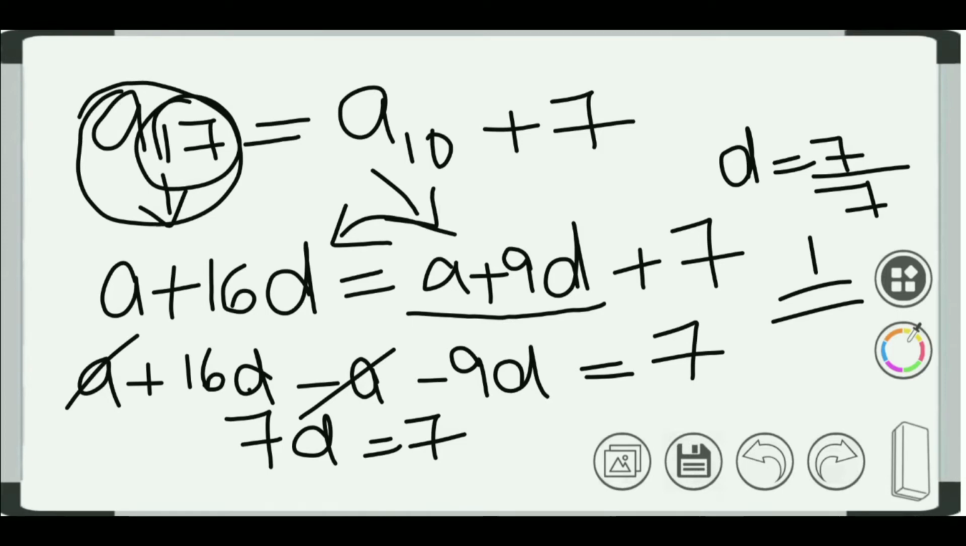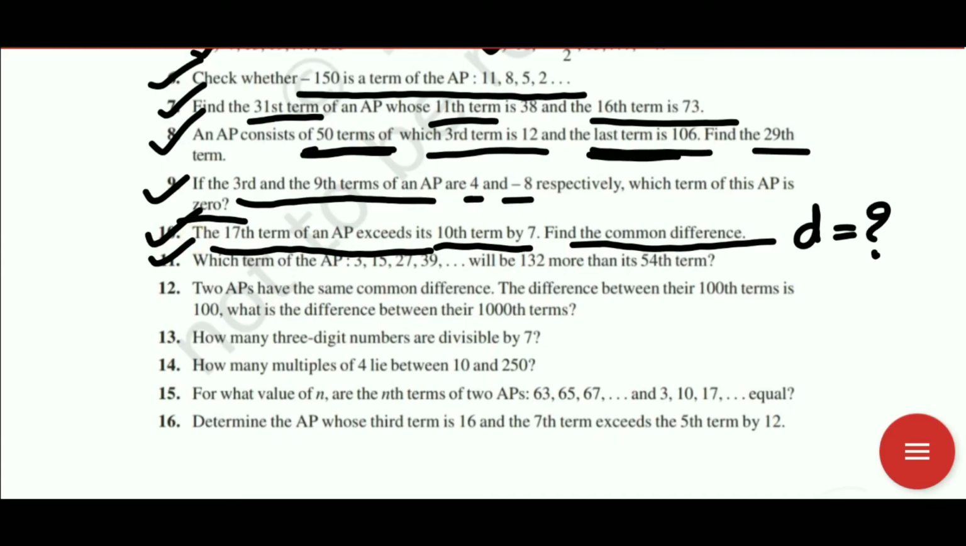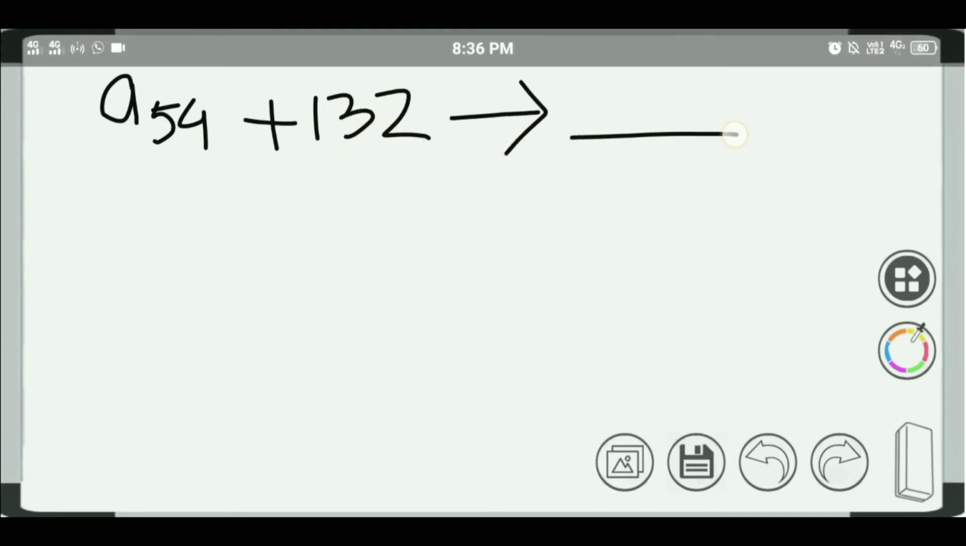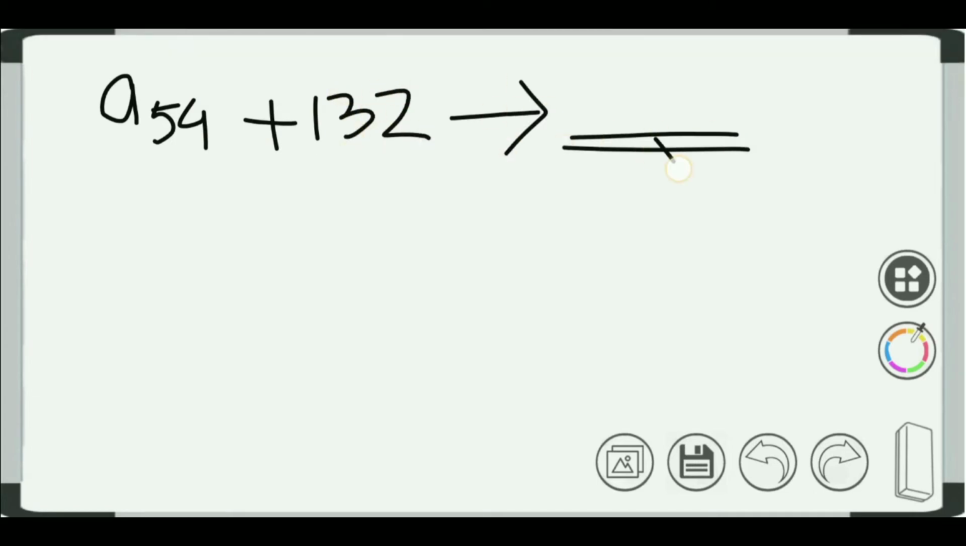Now 11th question. Which term of the AP 3, 15, 27, 39, etc. will be 132 more than its 54th term? So the question is, which term of the AP will be 132 more than its 54th term? First of all, we need to find the 54th term. Then we'll add 132. Then we'll get some value. And we'll put this value as an and find the value of n.